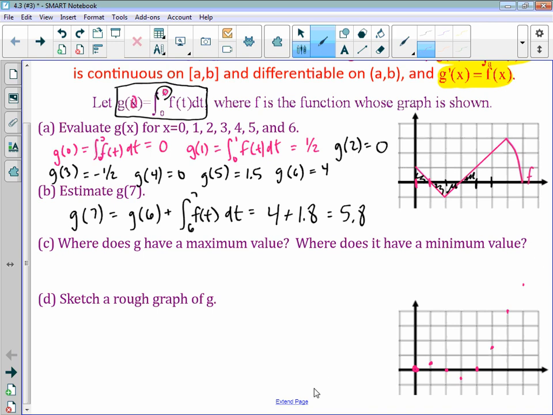So sketch a rough graph. We actually want to fill it in here. Does that look about right? What do you guys have?